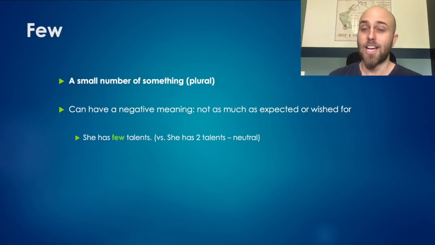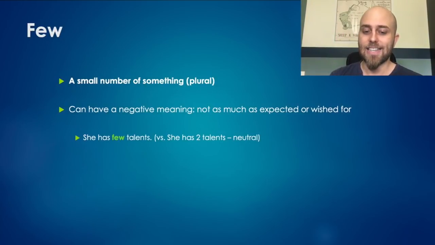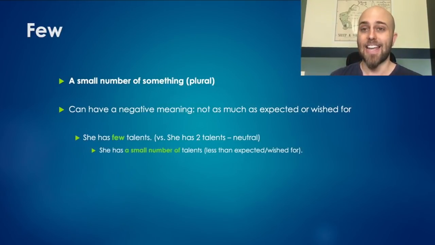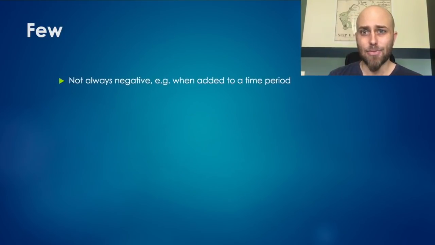Another example, she has few talents. Again, as opposed to saying she has 2 talents, 3 talents, 4 talents. The idea here is that she only has a small number of talents, and it can be negative. It can be less than expected, less than wished for, okay? Few. It's not always negative though.